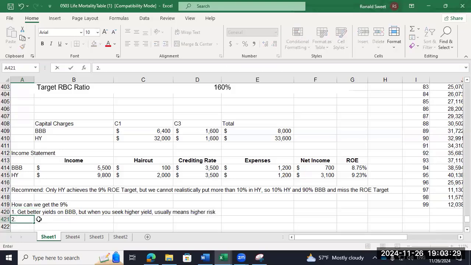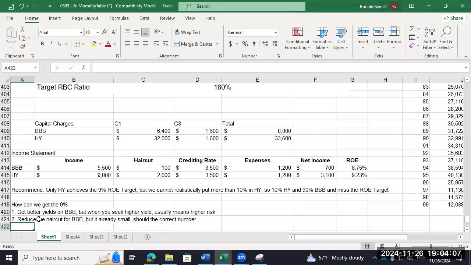Number two, reduce the haircut. Triple B, but it's already small and you should use the correct number. The key, I did it better in the notes, but 0.1% is the right answer. Use 0.1%. Don't artificially lower that number just because you can't meet your target. That's not something that you have any control over. Remember, we showed in the table that number can be 0 for several years and then suddenly jump up to 5% in one year. You need to set some of that aside.